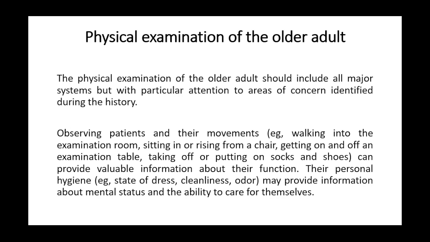The physical examination of older adults should include all major systems, but with particular attention to areas of concern identified during the history. Observing patients and their movements, like walking into the examination room, sitting in or rising from a chair, getting on and off an examination table, and taking off or putting on socks and shoes, can provide valuable information about their function. Their personal hygiene, state of dress, cleanliness, and odor may provide information about mental status and their ability to care for themselves.